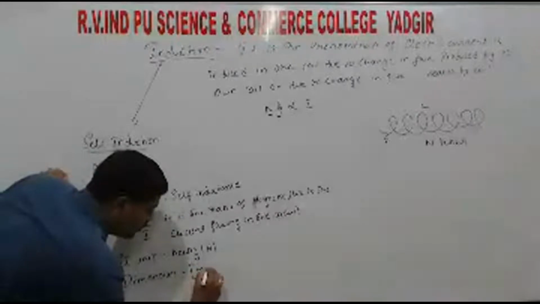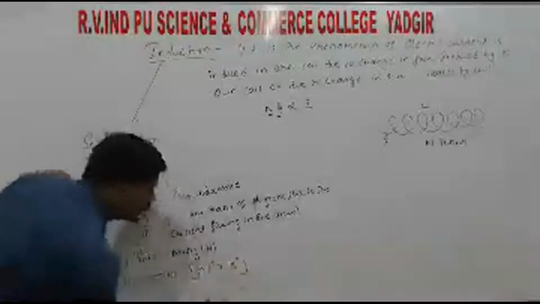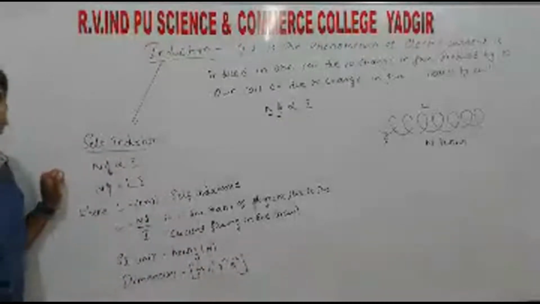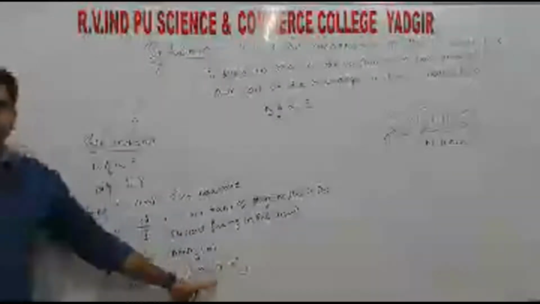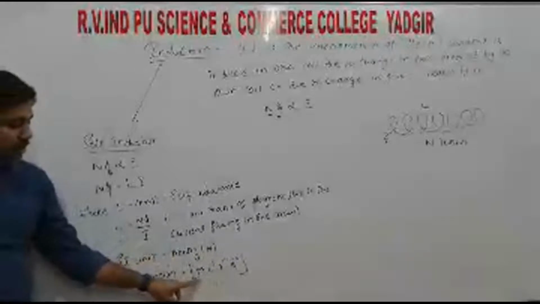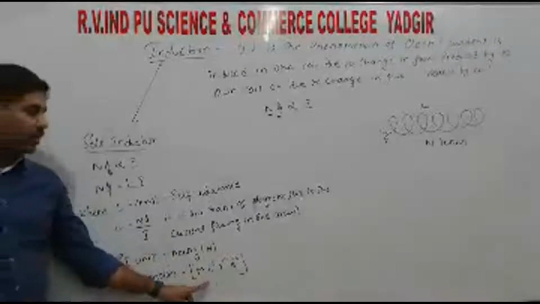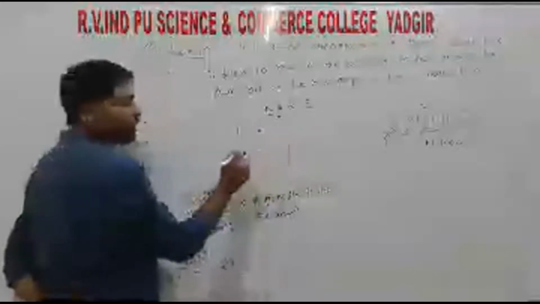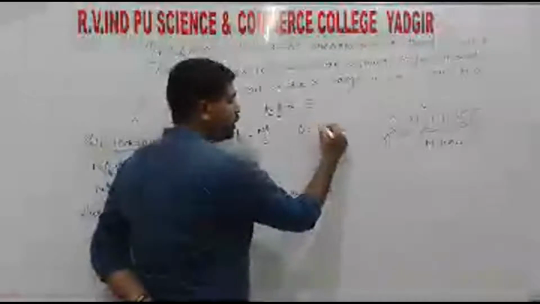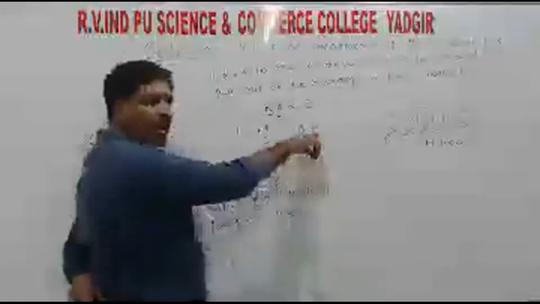are M L square T power minus 2 A power minus 2. Again, we are going to write the dimensions by using SI units. Why? Because L is equal to N phi by I. N is a constant, phi is the magnetic flux. We have the relation phi is equal to B into A, where A is the area and B is the magnetic field.